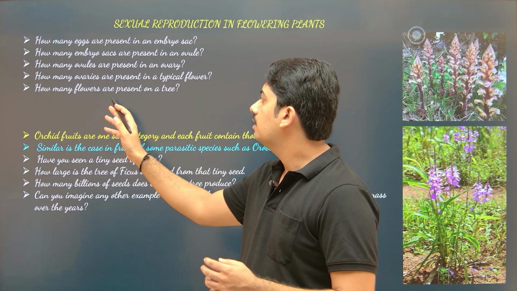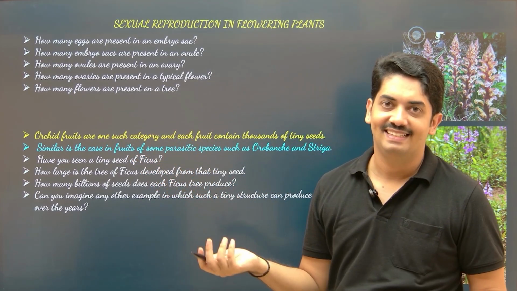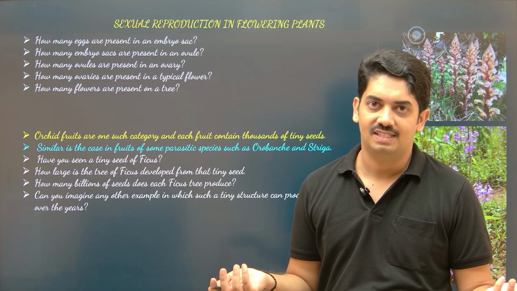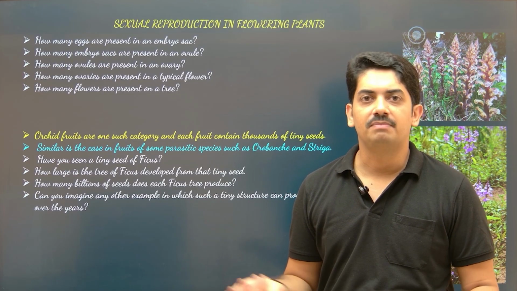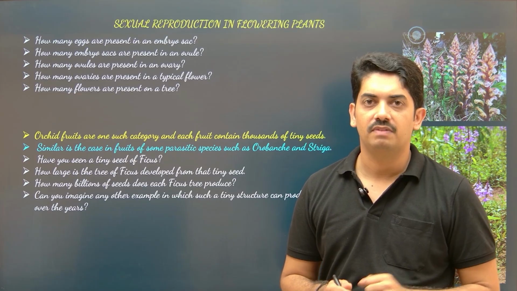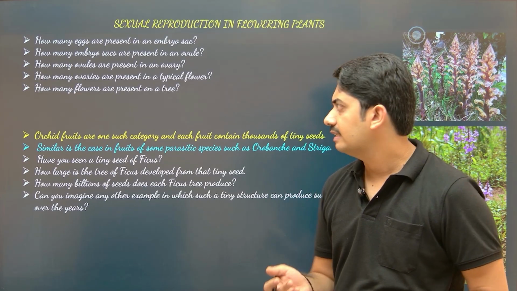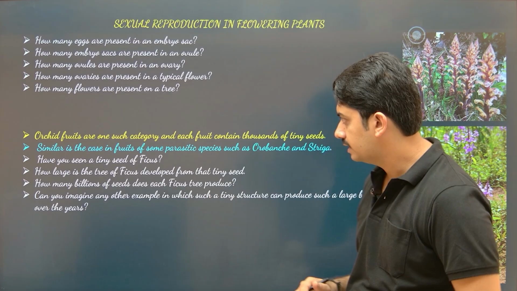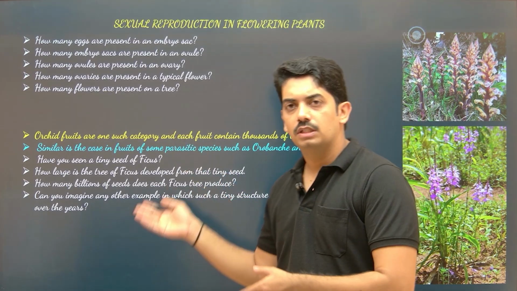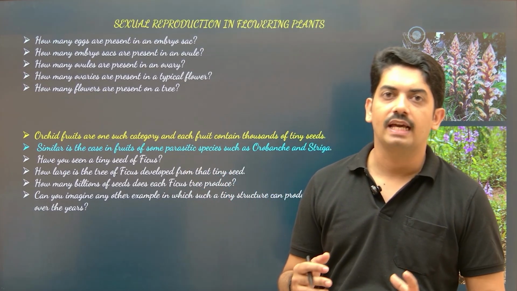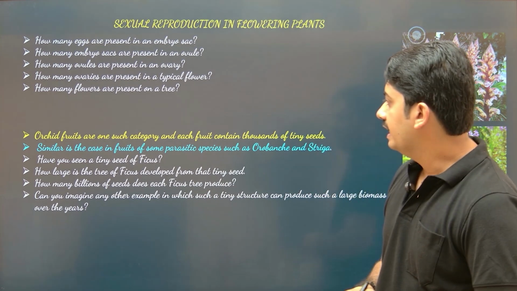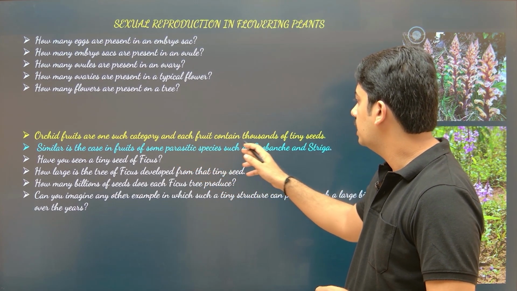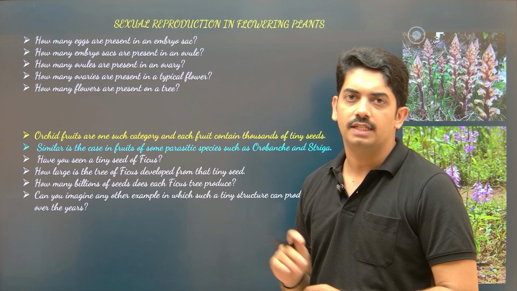Then how many flowers are present in a tree? Sometimes we observe a tree full of flowers, thousands of flowers. Sometimes a tree produces a single flower in its lifetime. So there are many variations we observe in the number of flowers. Now, some more exceptions or interesting characters are given. Orchid fruits are one such category, and each fruit contains thousands of tiny seeds.